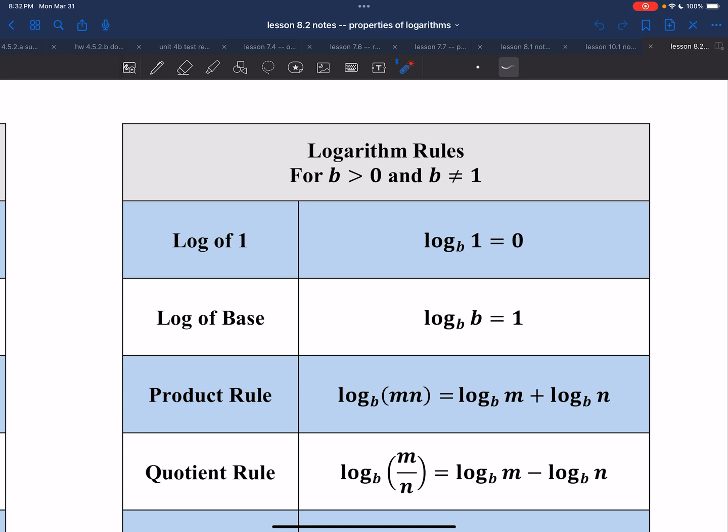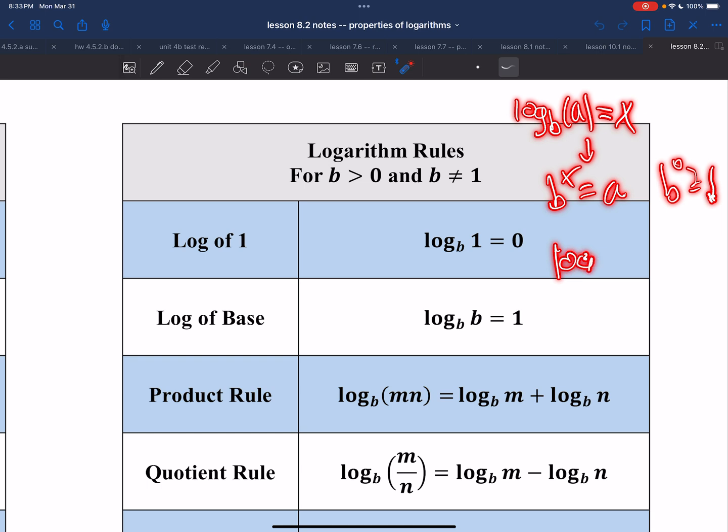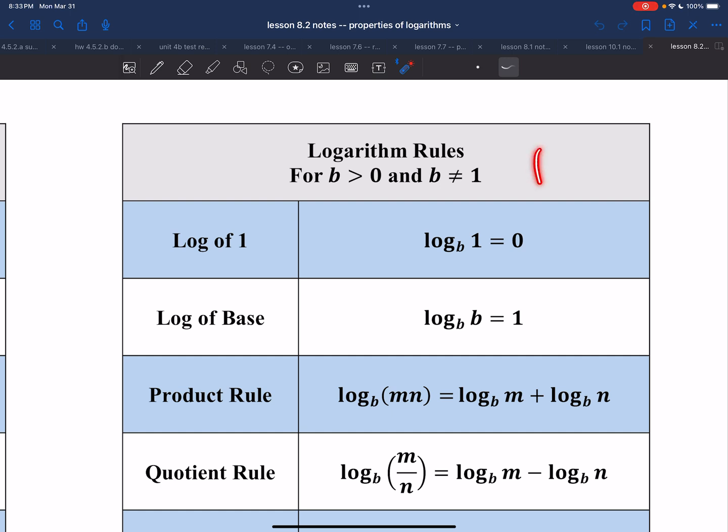Some of them are self-evident, like log of 1. We say that log base b of 1 is 0. If you think about the logarithmic conversion we talked about in the previous video, log base b of a equals x becomes b to the x equals a. There's a rule that says any base to a power of 0 is 1. If you convert that to logarithmic form, that says log base b of 1 is 0. So the fact that anything to the power of 0 is 1 leads to the fact that log base b of 1 is 0.